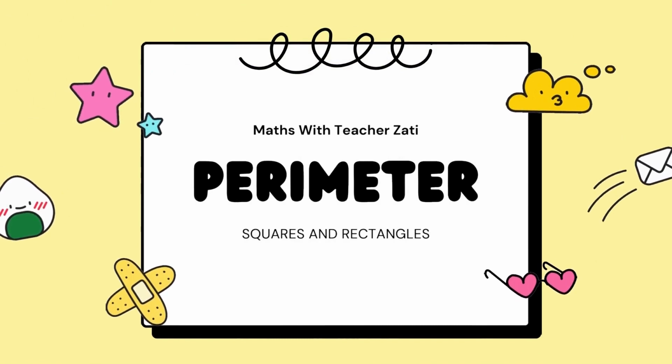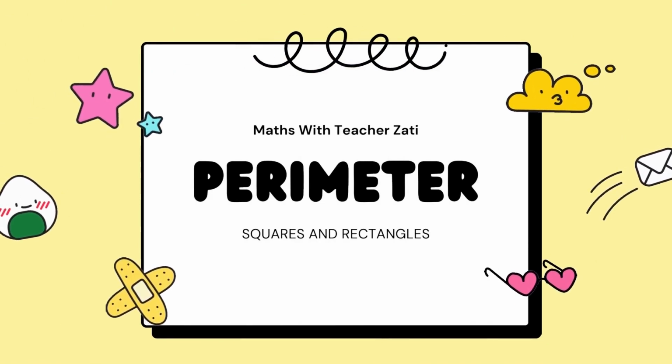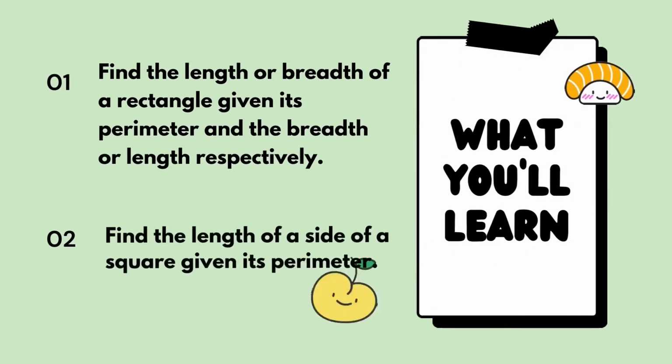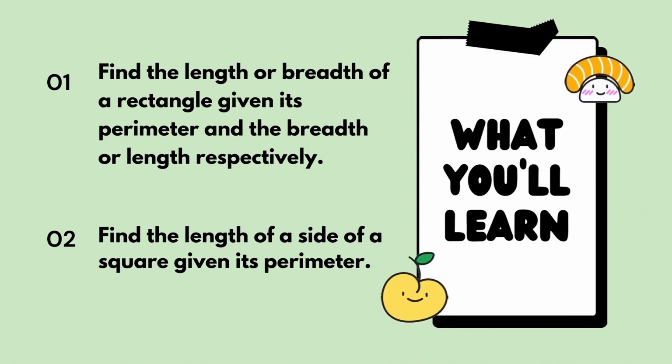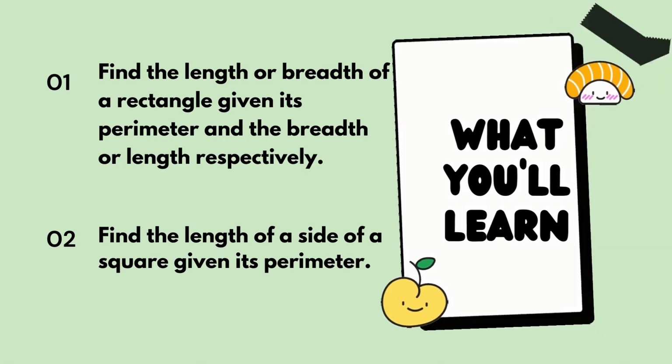Now, our topic today is perimeter of squares and rectangles. What we'll learn today is how to find the length or breadth of a rectangle given its perimeter and the breadth or length respectively. And secondly, we are also going to find the length of a side of a square given its perimeter.